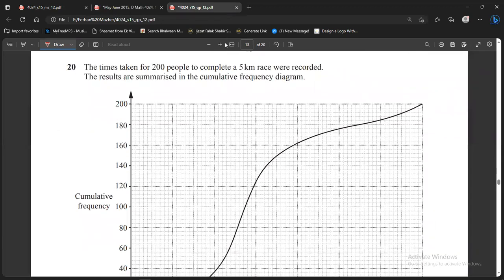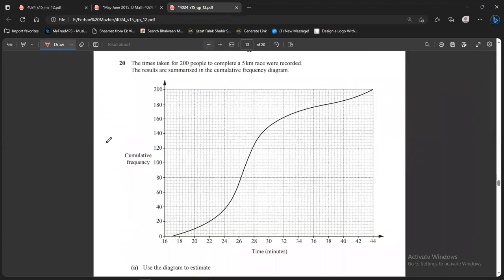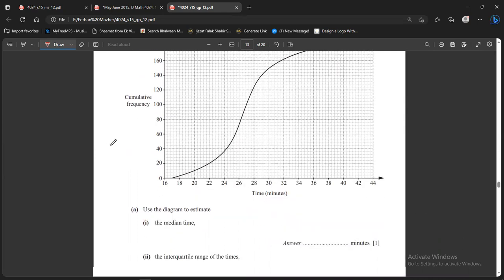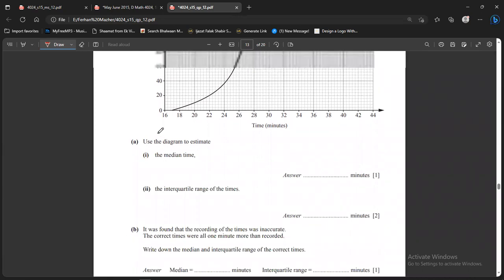So here we have another question, question number 20. The time taken for 200 people to complete a 5-kilometer race was recorded. The results are summarized in the cumulative frequency diagram. So the total people are 200. The time is on the x-axis, in minutes. Use the diagram to estimate the median time.